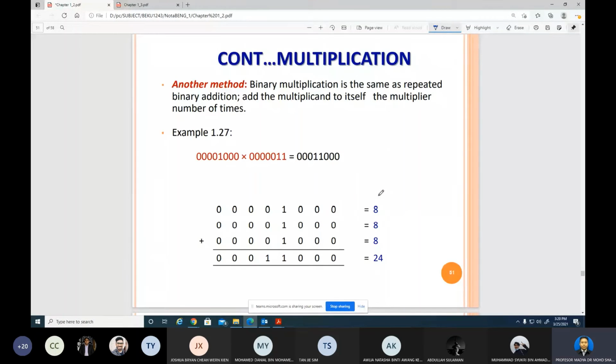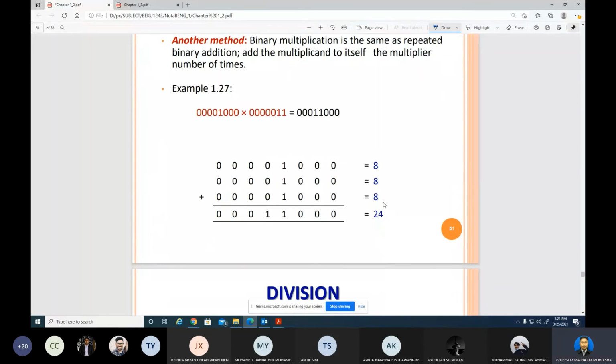Also, there is another technique, another method. For example, you can see 8 multiplied by 3, or you can see it like this, 8 plus 8 plus 8. Binary multiplication is the same as repeated binary addition. Add the multiplicand to itself the multiplier number of times. For example, we have 3 multiplied by 8, or we can add 8 plus 8 plus 8.